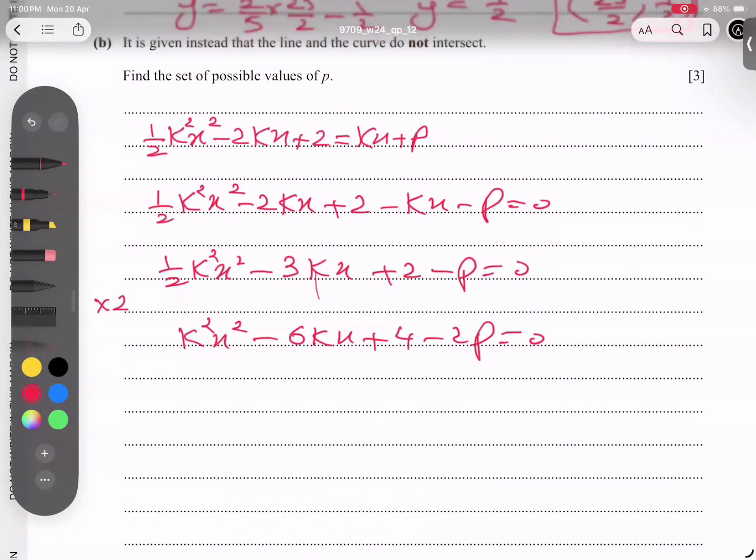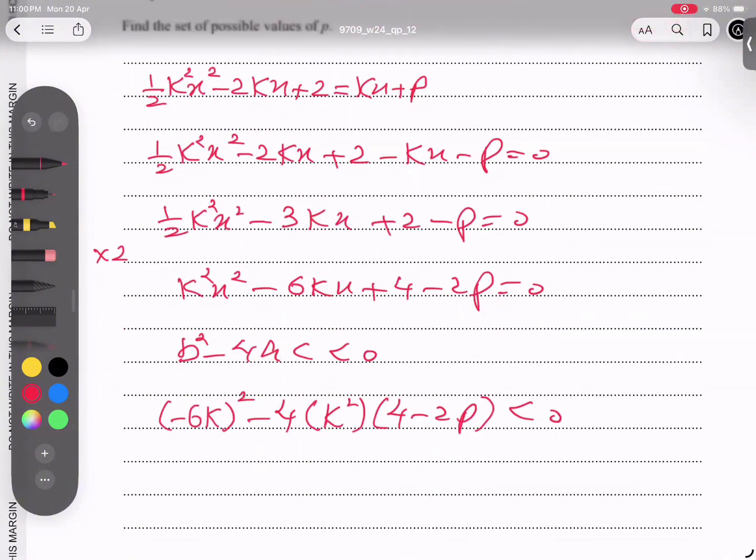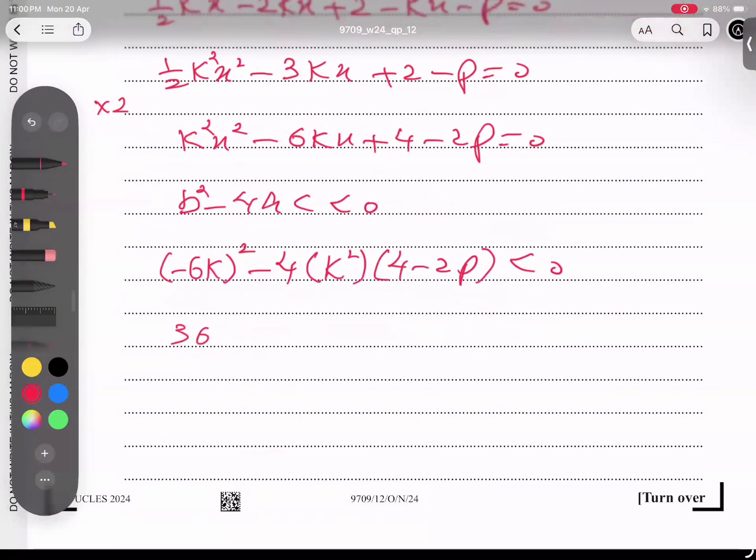Now, as he said that they don't intersect, I can say b squared minus 4ac is less than 0. B is what, student? B is the negative kx. And A is what? A is k squared only. And C is both together. So I'm writing 4 minus 2p is less than 0. And here I've got 36k squared. Here 4k squared multiplied inside, so I got negative 16k squared and positive 8k squared p.